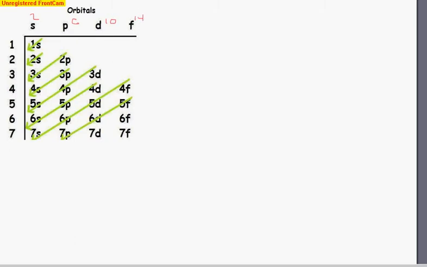So I think that the best way to really get an understanding of how this is worked out is to just do an example. So how about we write out the electron configuration for aluminum? Okay, we know that aluminum is the 13th element on the periodic table. It has 13 electrons. So let's just try to work this out.